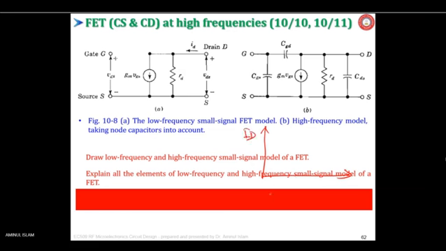ID, the drain current of the MOSFET, versus VDS is called the output characteristics. Do you know what it looks like? Yes, sir, this is the ID-VDS plot. This is one plot, and another one is the ID-VGS plot. It is something like this.